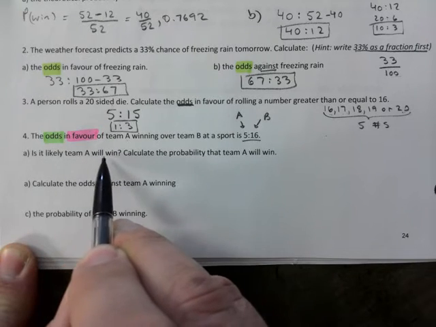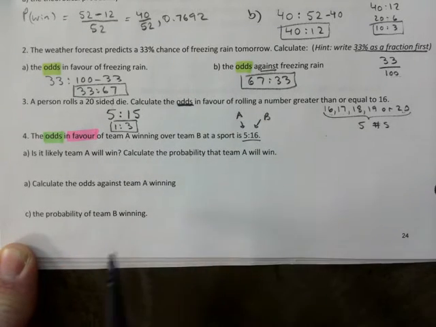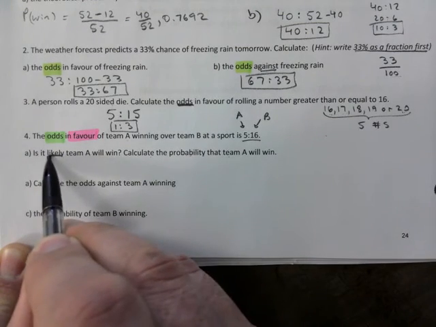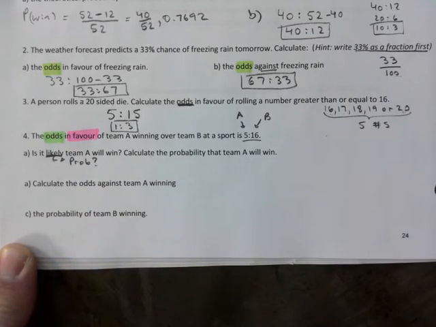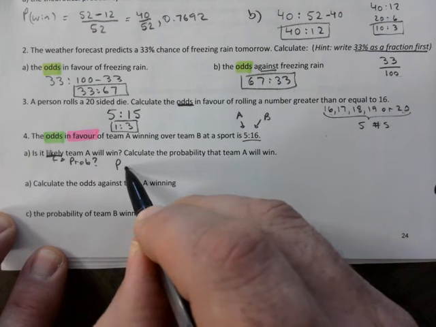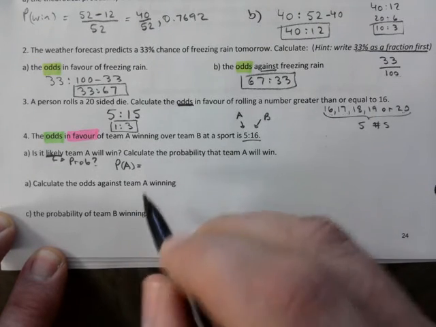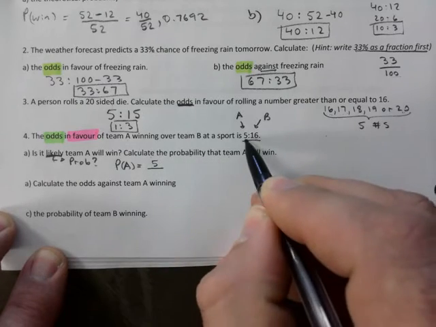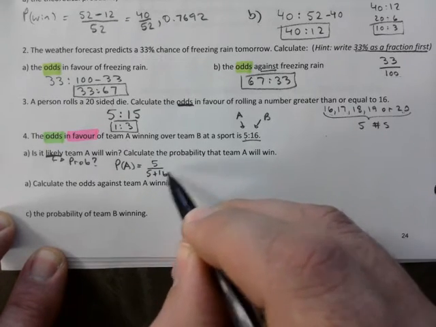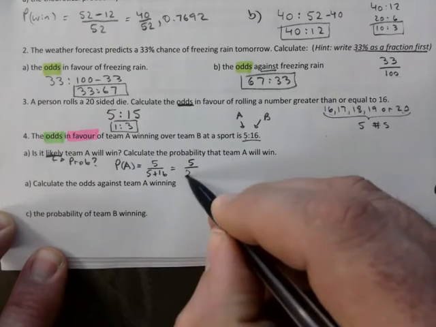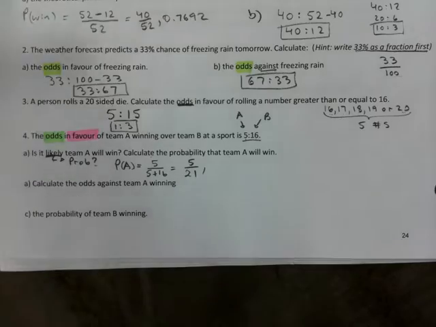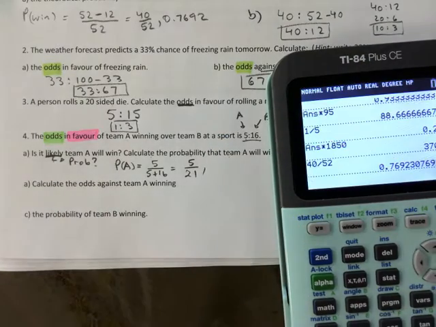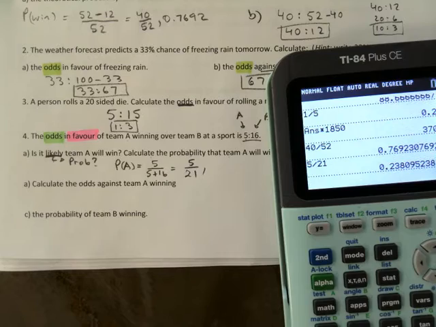Is it likely that team A will win? Calculate the probability to determine that, right? Likely tells you probability. That's what it's asking, right? So the probability of team A winning would be 5 over 5 plus 16. Let's put that in our notes like this, so that if you're looking at it after Christmas break, you know that it's 21, right? So 5 over 21 is the probability. Turn that into a decimal, especially when you want to know. That's 0.2381.